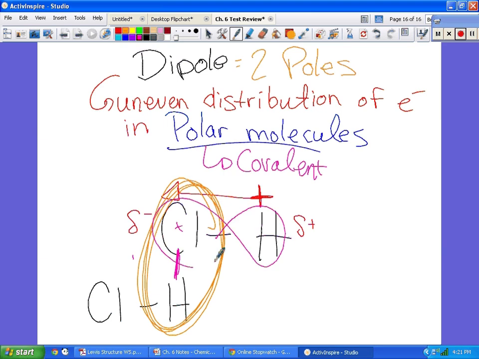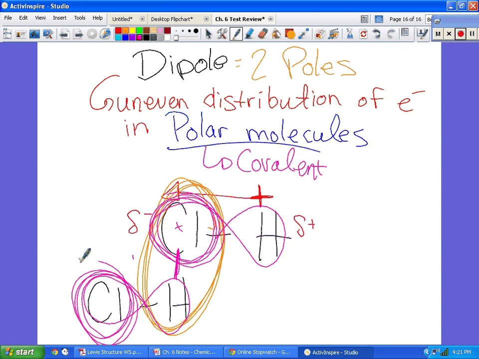Correct? How do I know? Because it's closer to fluorine. Essentially. Okay? Down here. Agreed? All right. This chlorine is slightly negative, right? So if that chlorine's slightly negative, then what is this one? So what does that make hydrogen? What do positives and negatives do? Attract. That attraction comes in right there.